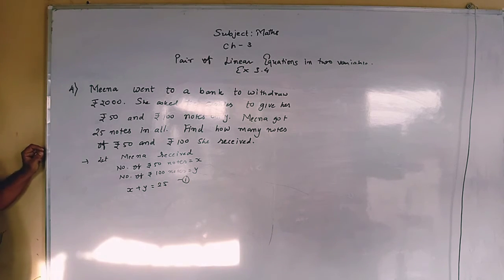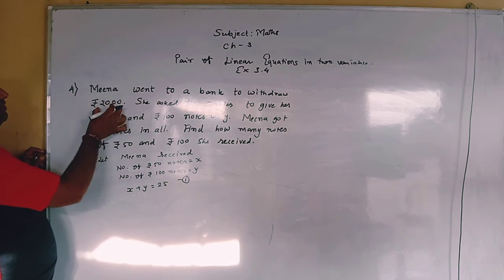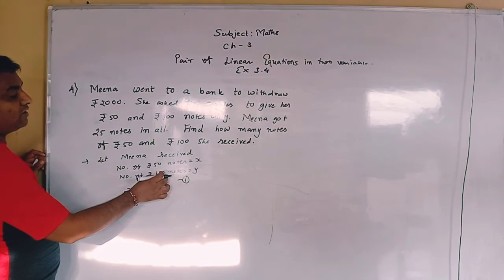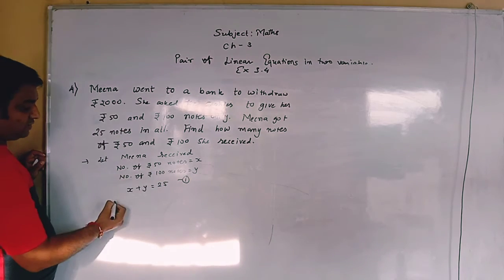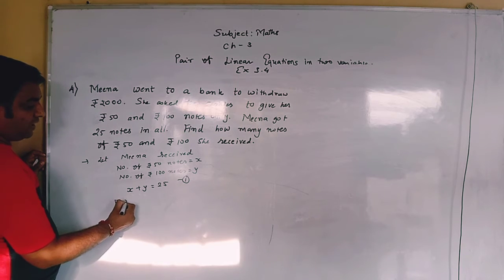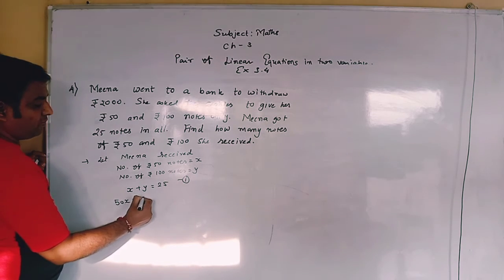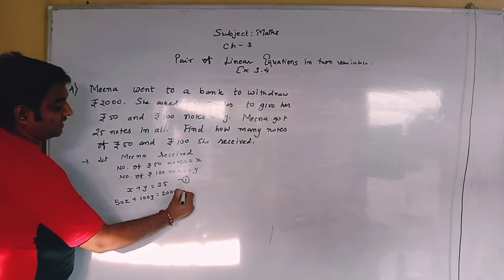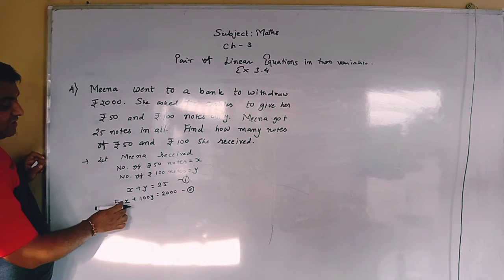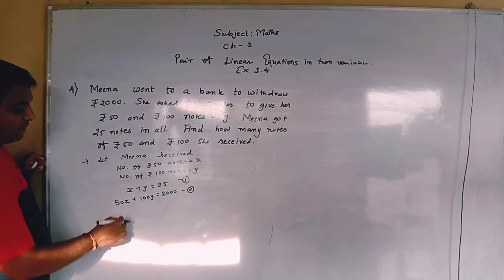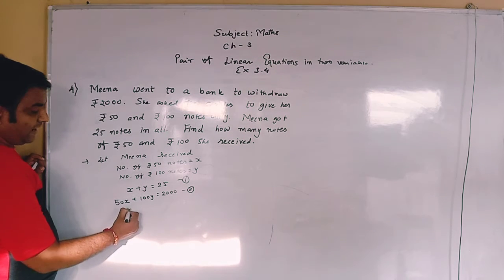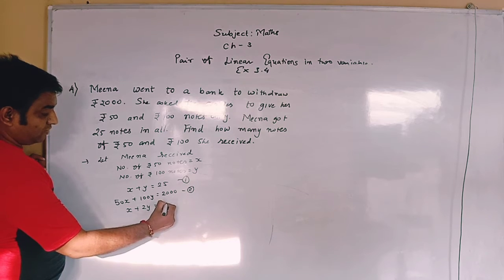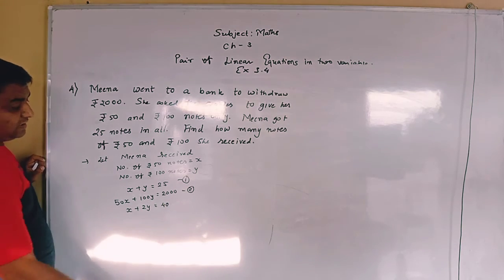And for the second equation, it is said that she withdrew 2000 rupees, and so the amount in 50 rupees notes and 100 rupees notes, the total amount will be 2000. So the 50 rupees amount will be 50x, the 100 rupees note amount will be 100y, and the total amount is 2000. That is our second equation. Now here in the second equation, all three numbers are divisible by 50. Then we divide by 50, then x + 2y = 40. That is our second equation.